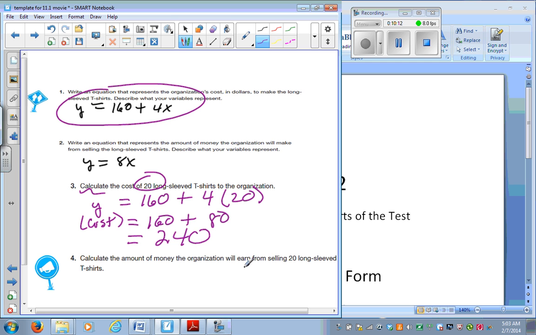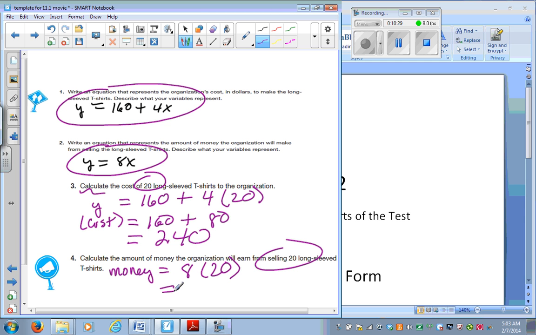Number 4 says calculate the amount of money they will earn from selling 20 t-shirts. So the amount of money that they make is represented by this equation. The amount of money that you make, otherwise known as Y, is equal to $8 times the 20 t-shirts that you're going to sell. So 8 times 20 is 160. So we're starting to see perhaps that if they buy and sell 20 t-shirts, here it would cost them $240. Here, if they sold them, it would make $160. So I wonder if buying them and then selling them for $8 is such a great idea.